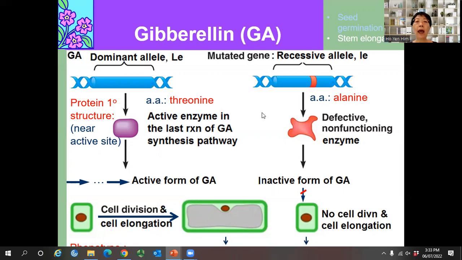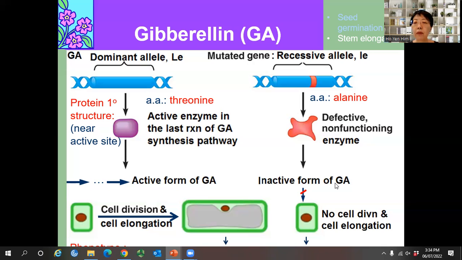Now, what happened to the recessive allele, le? The recessive allele, le, is a result of mutation. There's a mutation in a certain part of this gene leading to a different base sequence, so it's a different allele. Because of the mutation, the enzyme that is produced changes shape. So this enzyme is non-functional because the shape has changed, and therefore it cannot catalyze the last step of the GA synthesis pathway.